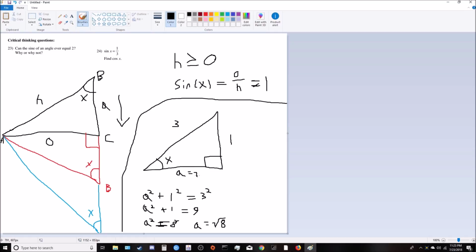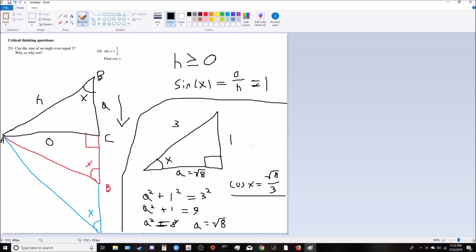And so now our right triangle is complete. We have all that information there. And since we have all the sides, we can find the cosine of x. Since cosine is adjacent over hypotenuse, then the cosine of x is equal to root 8, being the adjacent side, over 3, being the hypotenuse. And there's the answer.